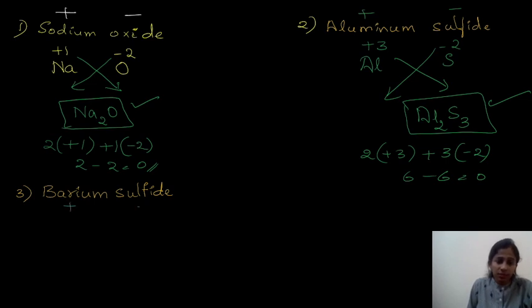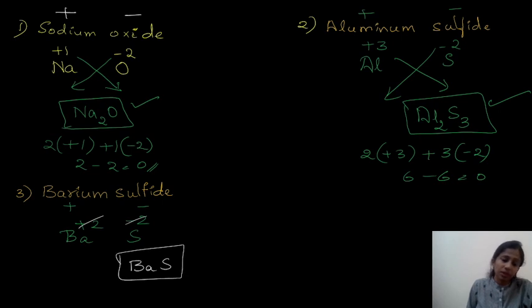Again, this is a cation, this is an anion. Write the symbol, that is Ba. Charge is +2. Sulfur S, charge is -2. Now here you can see that the charges are same. When the charges are same, they will cancel out and the formula will be BaS.